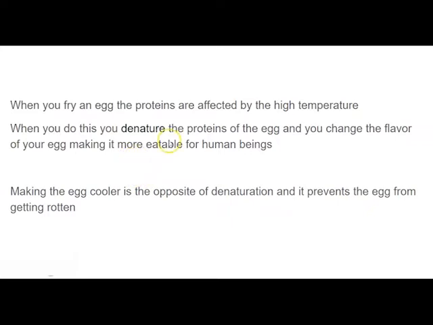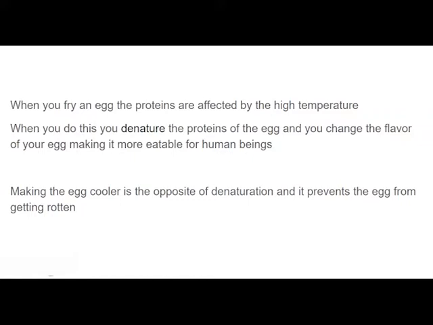When you fry the egg, the proteins are affected by the high temperature. When you do this, you denature the proteins of an egg, and you change the flavor of your egg, and it becomes more edible for humans. This process makes the egg more edible for humans.